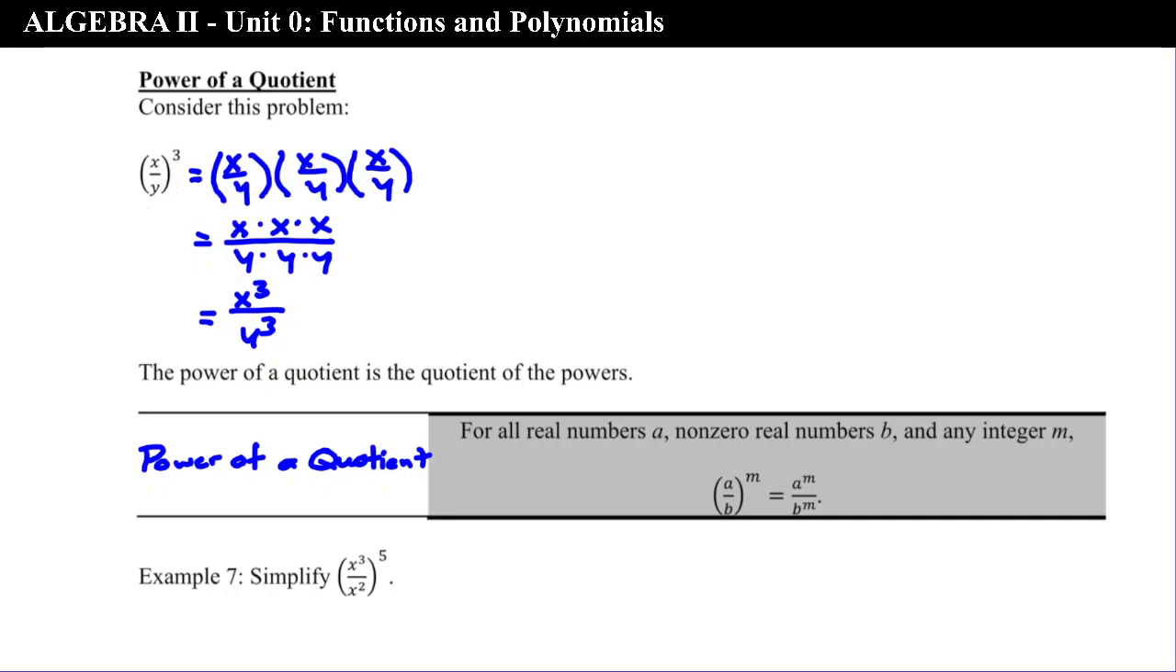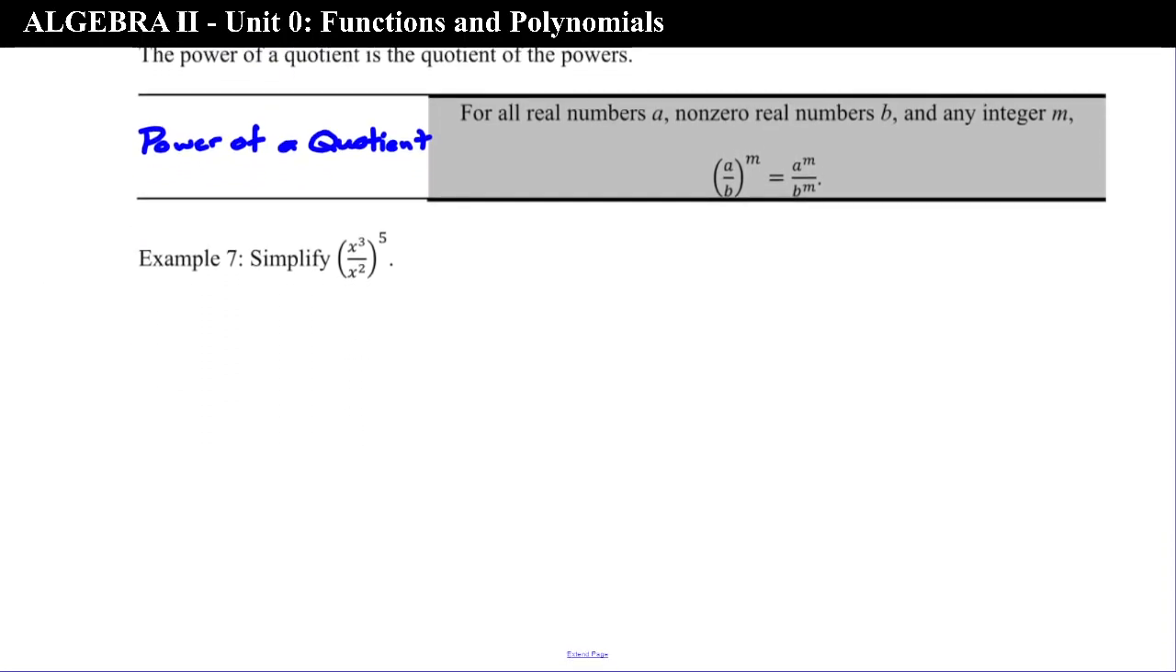So let's do an example using this rule. We're going to simplify x to the third over x squared, all to the fifth. Okay, so the first thing we're going to do is separate out our top and bottom. So we've got x to the third to the fifth over x squared to the fifth. That's our power of a quotient rule being used.